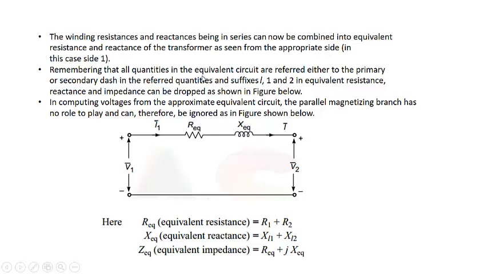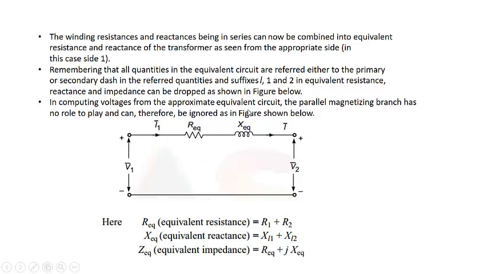Remember that all the quantities in the equivalent circuit are referred either to the primary or secondary side, that is, the secondary dash in the referred quantities, with suffixes for equivalent resistance and reactance drop. After we understand that they are referred to the primary or secondary side, we can then drop these ones, twos, dashes, etc. We can directly see the equivalent circuit will now be like this.